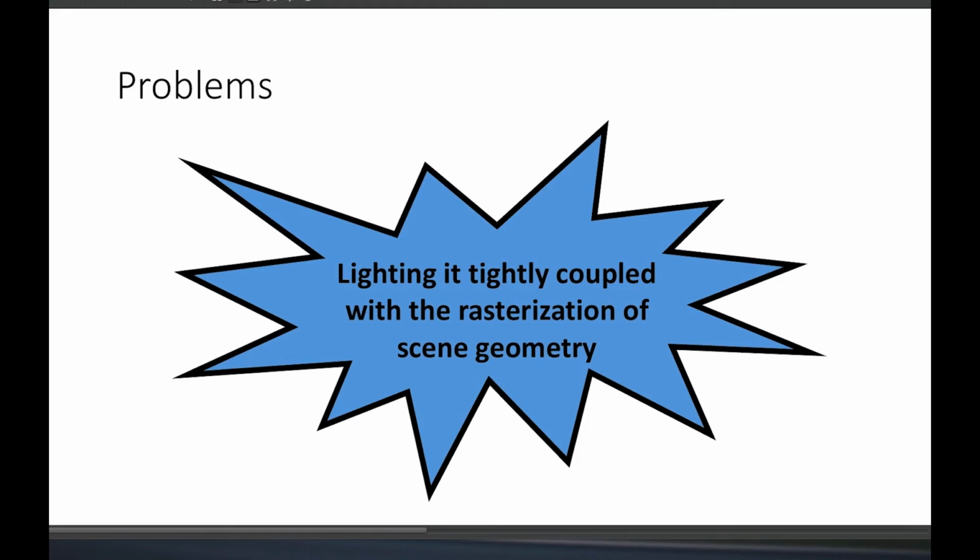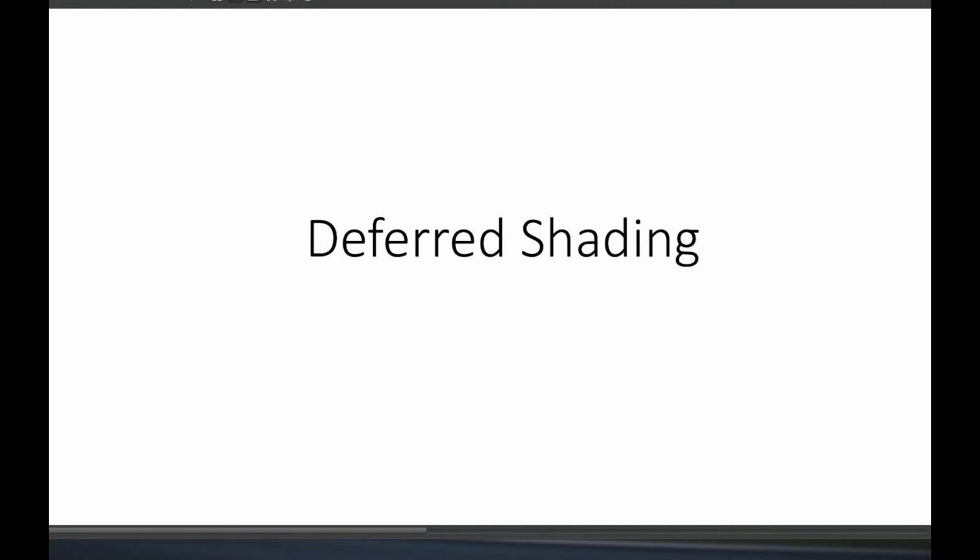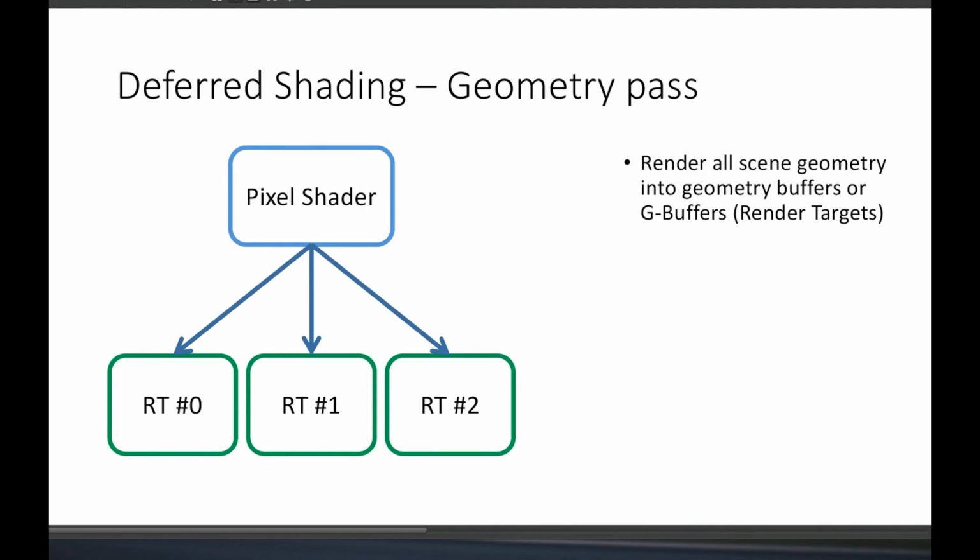So the main problem of all this is that lighting is tightly coupled with the rasterization of scene geometry. So the solution, or what deferred shading proposes, is to separate the geometry rendering from the lighting rendering. It proposes to do what is called a geometry pass, or several geometry passes, and then do a lighting pass. I am going to explain each one.